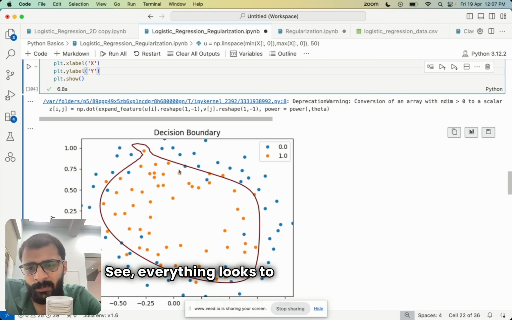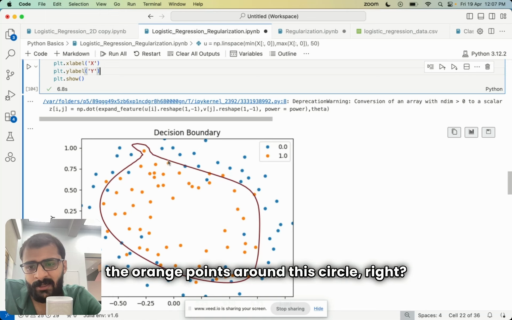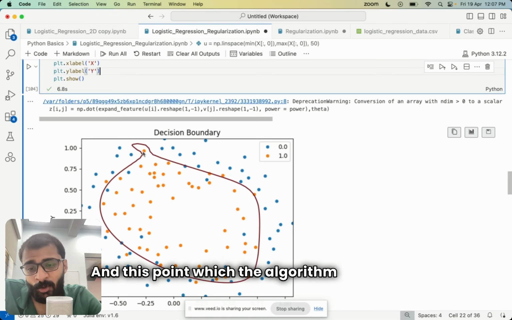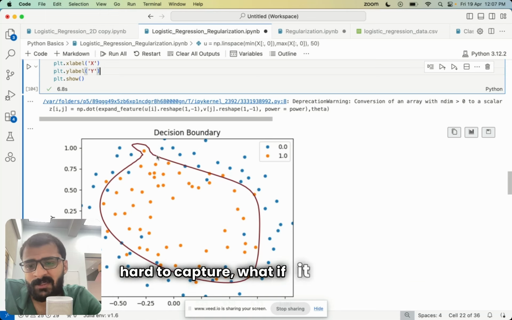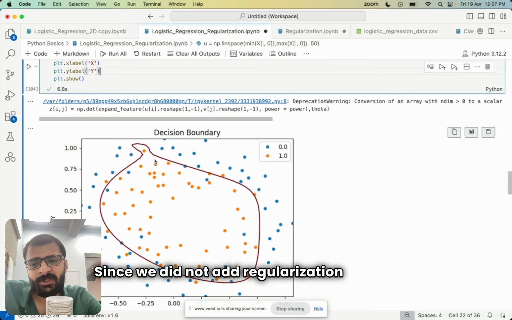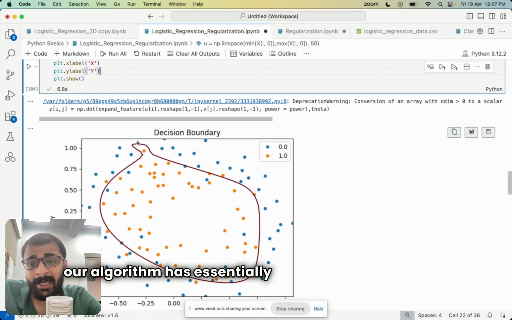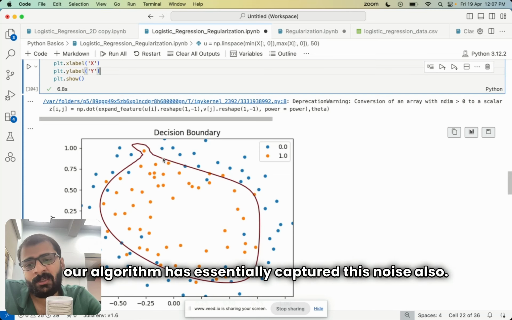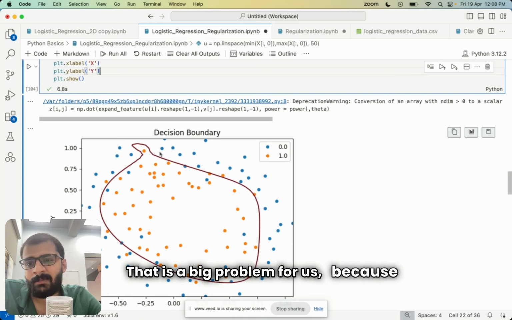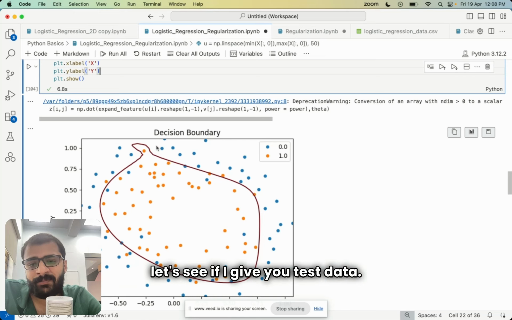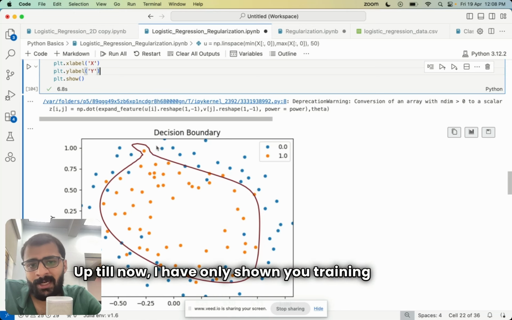See, everything looks to be constrained for the orange points around this circle, right? And this point which the algorithm has tried so hard to capture, what if it's just noise? Since we did not add regularization right now, our algorithm has essentially captured this noise also. That is a big problem for us, because up till now I've only shown you training data.